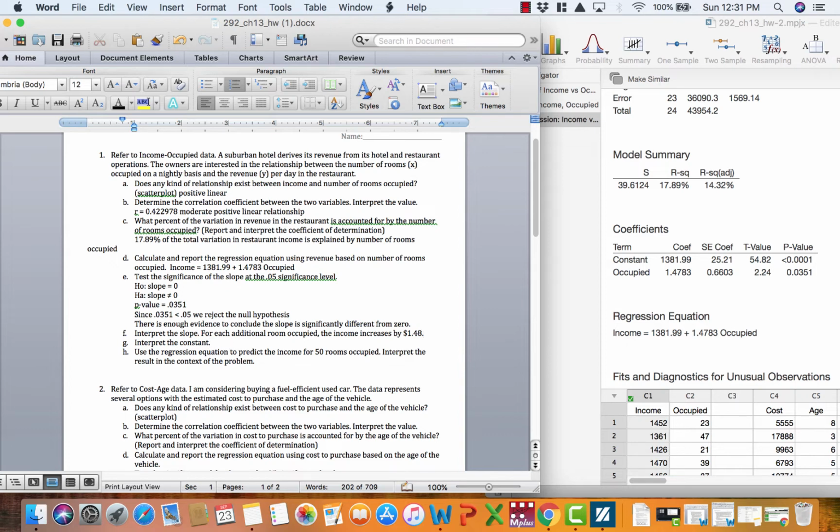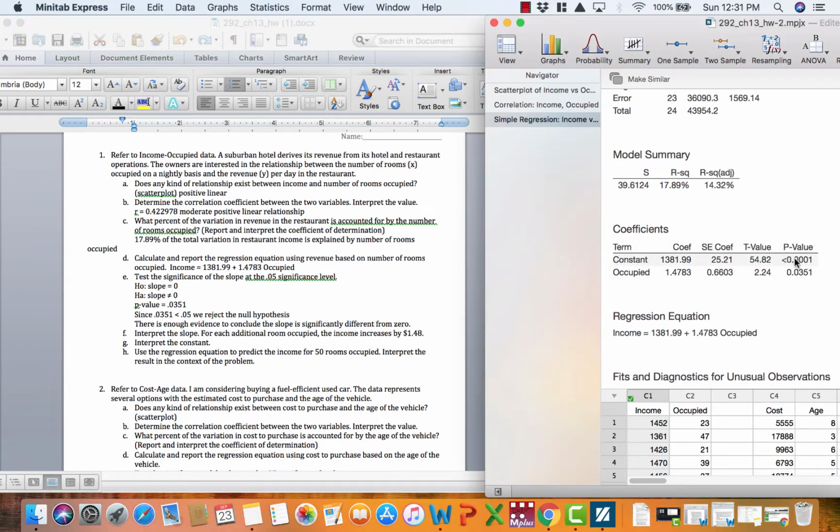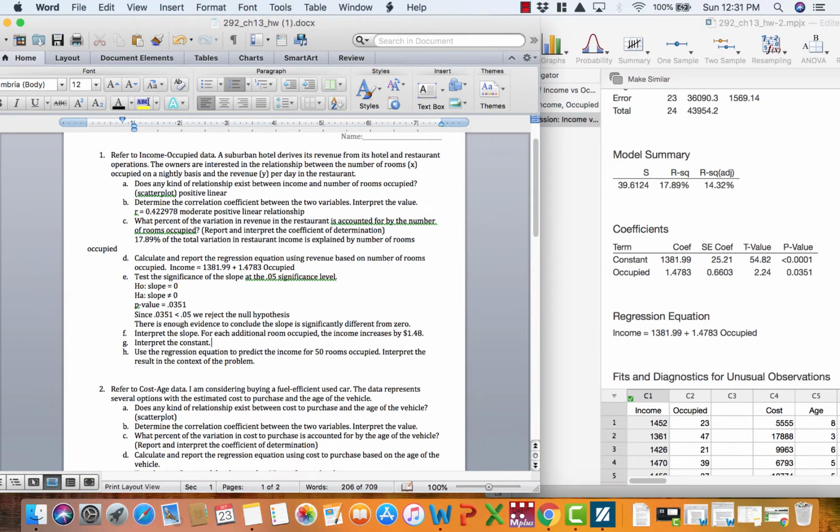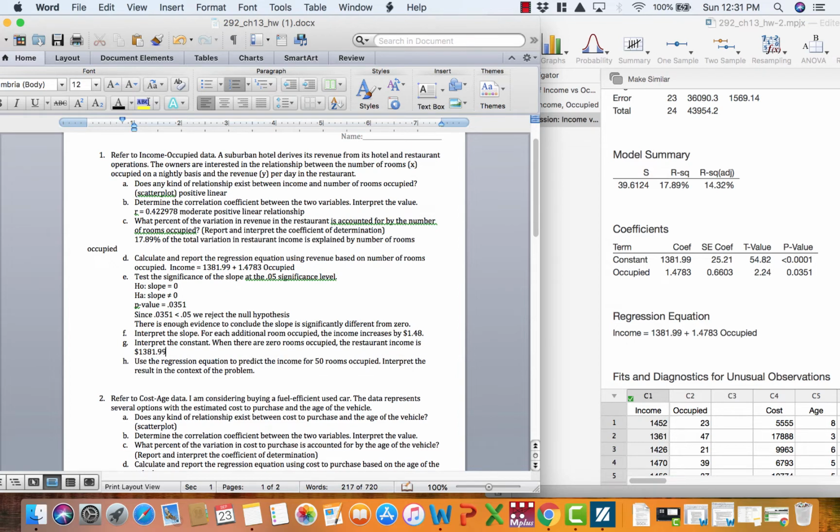All right, let's interpret the constant. Again, do we want to interpret the constant? Yes, we do, because the constant is significant, so it matters to the problem. We want to interpret this 1381.99. How do we do that? When there are 0 rooms occupied, so when x is 0, y is the y-intercept. So when there are 0 rooms occupied, the restaurant income is $1,381.99.